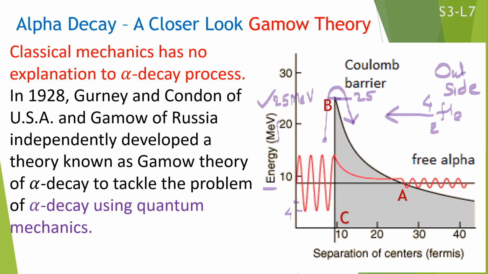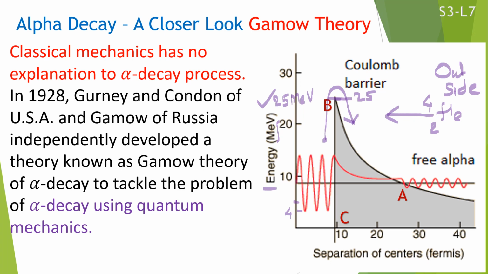So from this physical situation, alpha particles with less energy, of the order of 4 mega electron volts, will not be able to escape the nucleus because they have to overcome the internal potential barrier, which is of the order of 25 mega electron volts. Classical mechanics has no explanation for the alpha decay process.